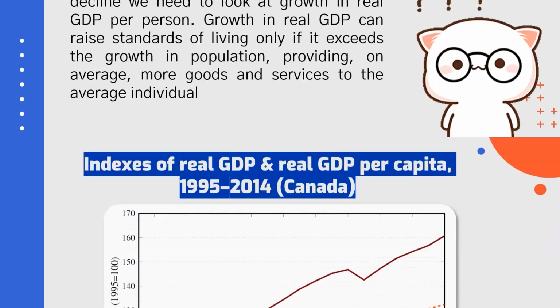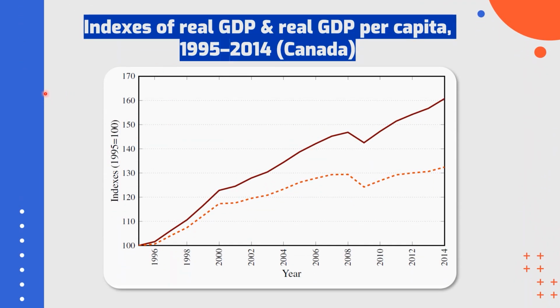Here we can see the graph of the indexes of the real GDP and the real GDP per capita in Canada starting from 1995 up to 2014. As you can see, this graph, the higher one, is just demonstrating the real GDP. But the real GDP per capita was also increasing, but at a significantly lower pace. The question is, why is that?